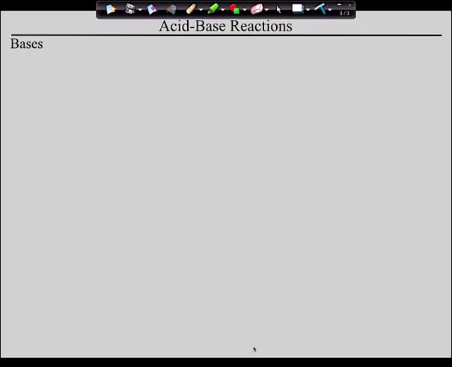So where are we going to go? Guys, now we're going to have a similar conversation about bases. And guys, the base conversation goes like this. What do acids do? Give away protons, hydrogen ions. What do bases do? Take them in, right. So bases are substances that accept protons.